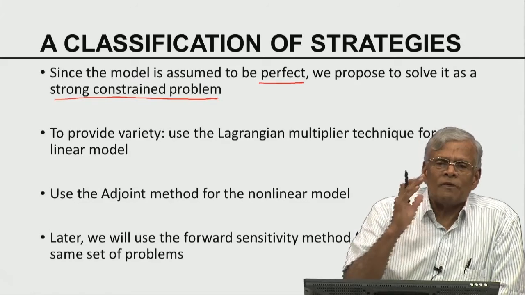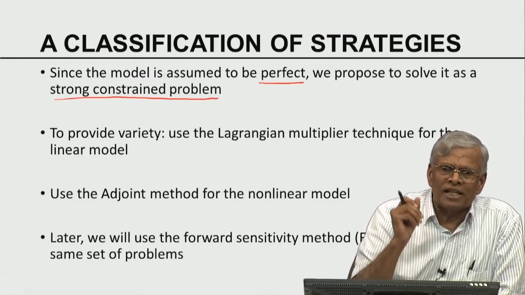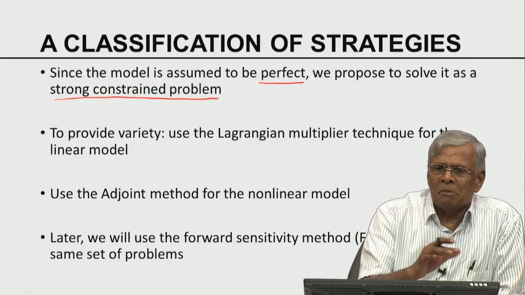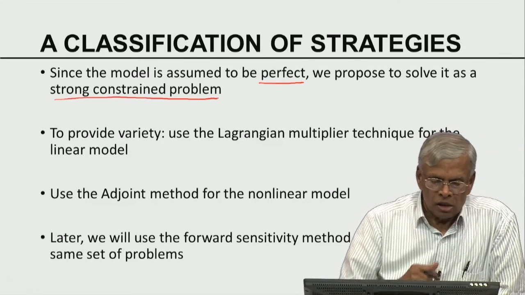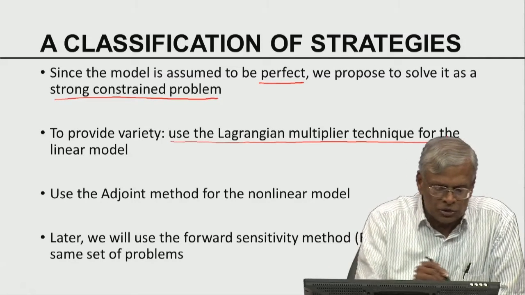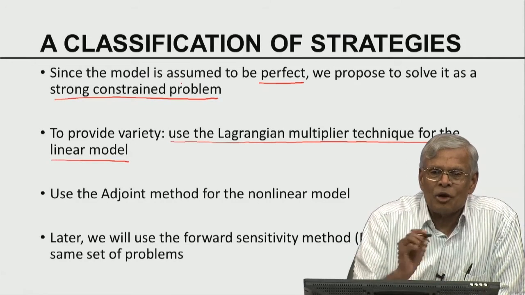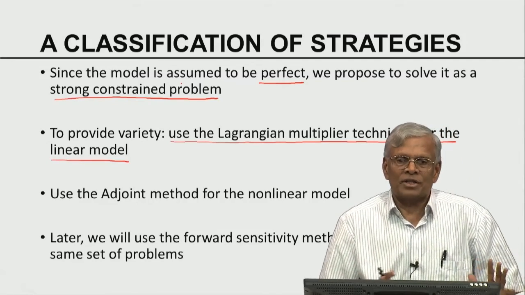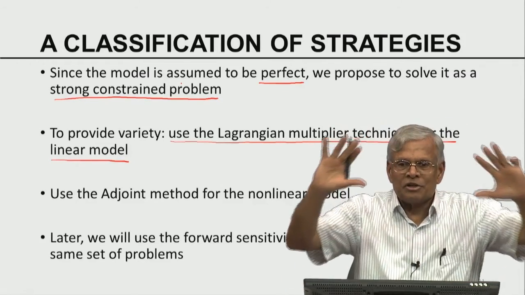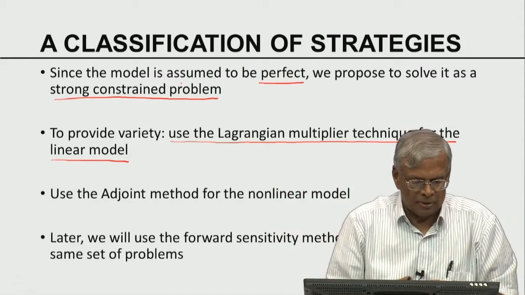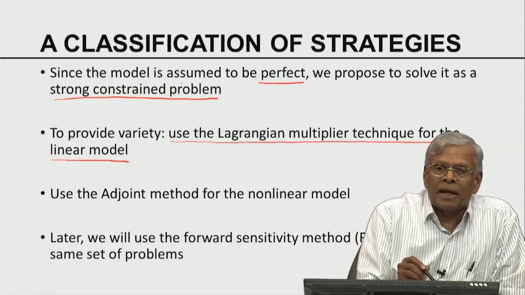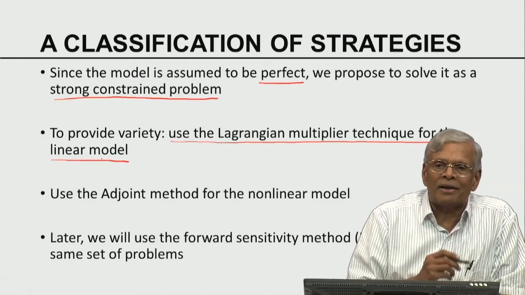Why strong constraint formulation? If I assume the model is perfect, I want the model to have the final say in what I do, because I believe in the model so much that the model has the last say. To provide a variety, we will use a Lagrangian multiplier technique to solve the linear model problem as a strong constraint problem. So you can see there are a number of formulations: the formulations of the problem, the model assumption, linearity, nonlinearity. You can see the tree of potential ways to mix and match. I will use the Lagrangian multiplier technique as a strong constraint formulation to solve the linear model.